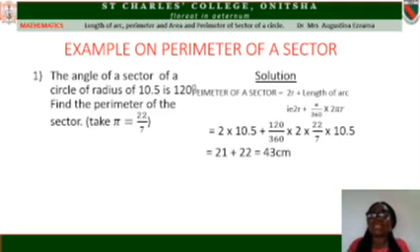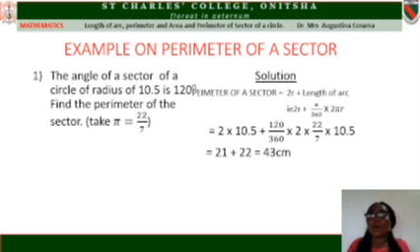And you know that the length of an arc is theta over 360 times 2 pi r. In this case, we have 2r plus theta over 360 times 2 pi r. Now, we begin to substitute. That r is 10.5. Then theta is 120 all over 360. Then that 2 is there.